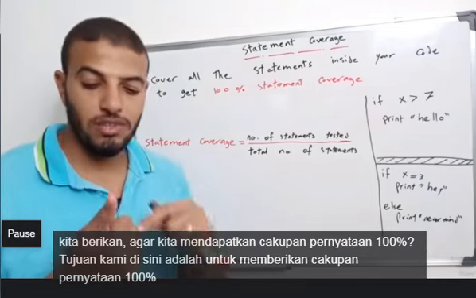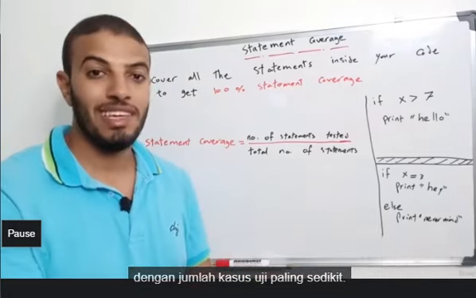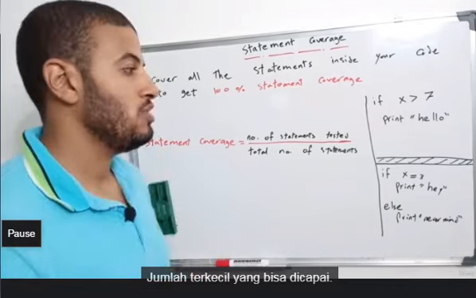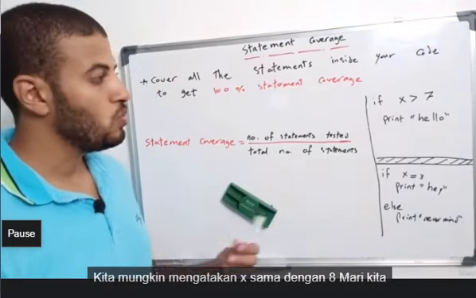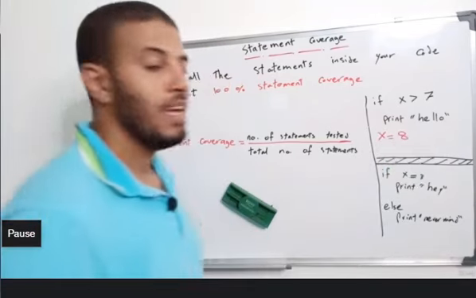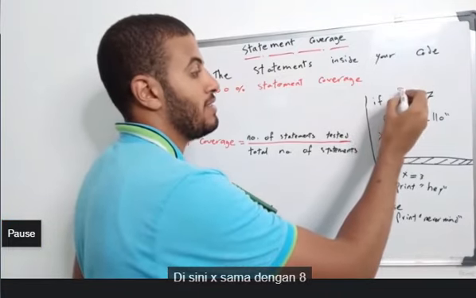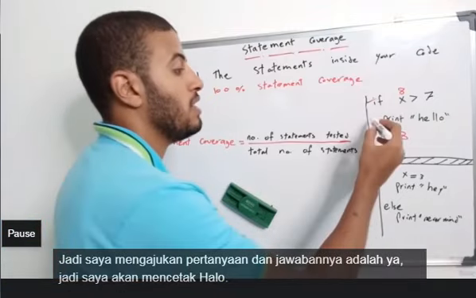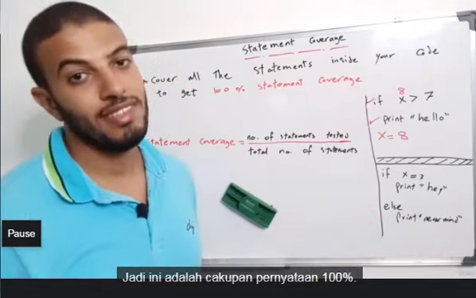Our goal here is to provide 100% statement coverage with the least number of test cases. 1 or 2 or 3, the least number that can be achieved. So let's think of a number that will achieve 100% statement coverage. We might say x equals 8. Let's trace our code. Is 8 greater than 7? Here x is equal to 8. Yes. So I ask the question and the answer is yes, so I will print hello. So this is 100% statement coverage.